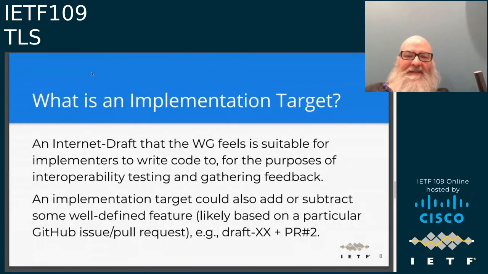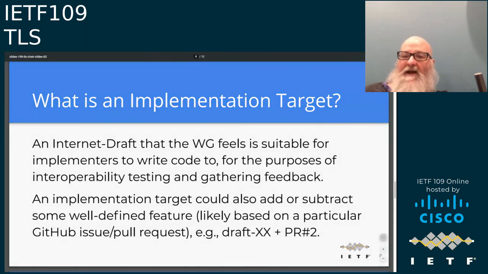So, what's an implementation target? It's an internet draft that the working group feels is suitable for implementers to write code to for the purposes of interoperability testing and gathering feedback. So basically, we'd like to declare 09 as the implementation version. That's the goal, that we try to get a draft and go towards implementing that. But if we ever got in the special case where we wanted to add some functionality or take some away, we could do that with the PR mechanisms that we have in GitHub. Next slide.